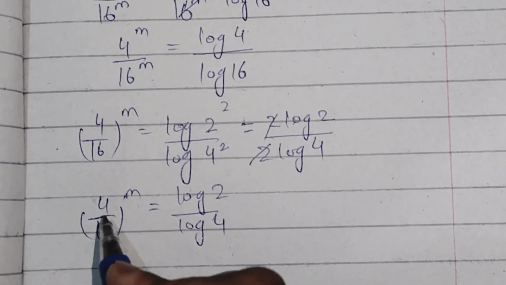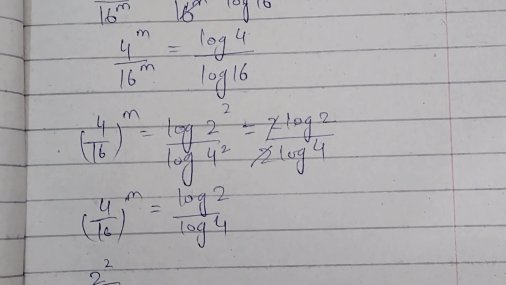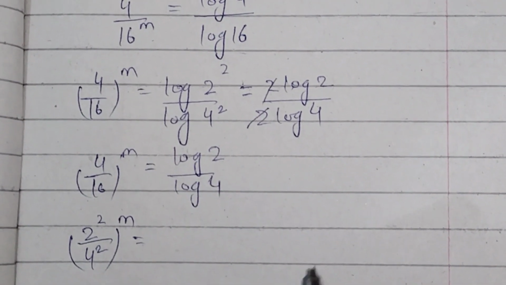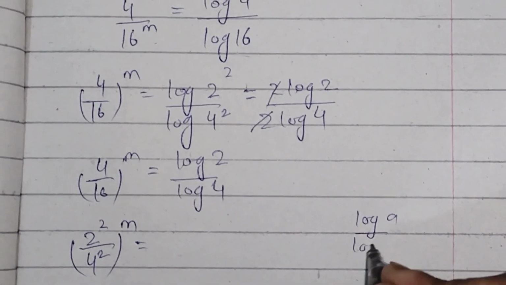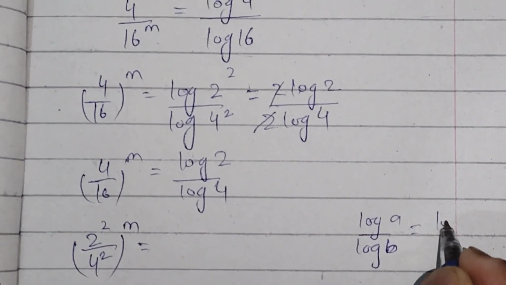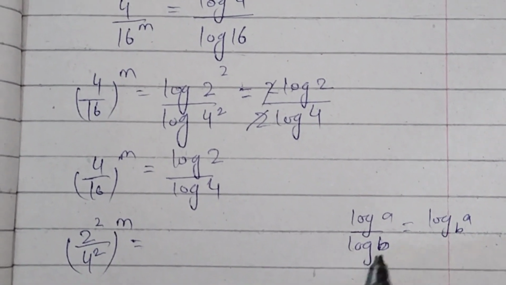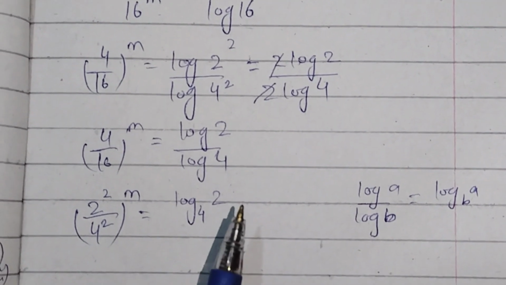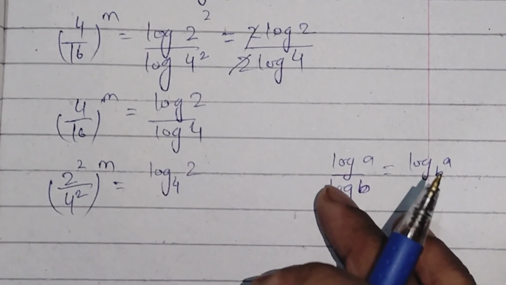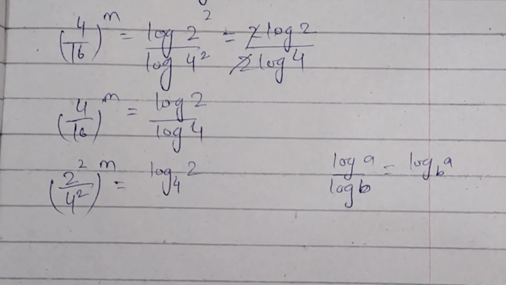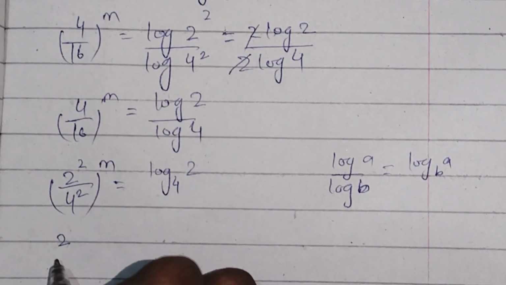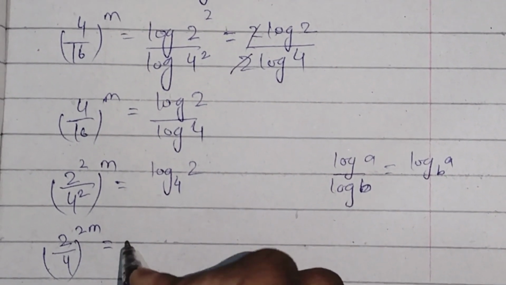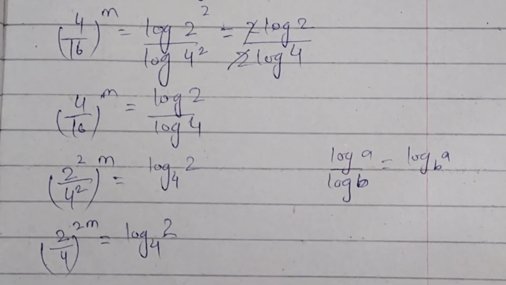We have to simplify the left side. It means 2 square by 4 square whole power m equals this. Log of a by log of b can be written as log of a with the base b. So we will implement here, it's log of 2 with the base 4. So we can write this as 2 by 4 power 2m equals log of 2 with the base 4.